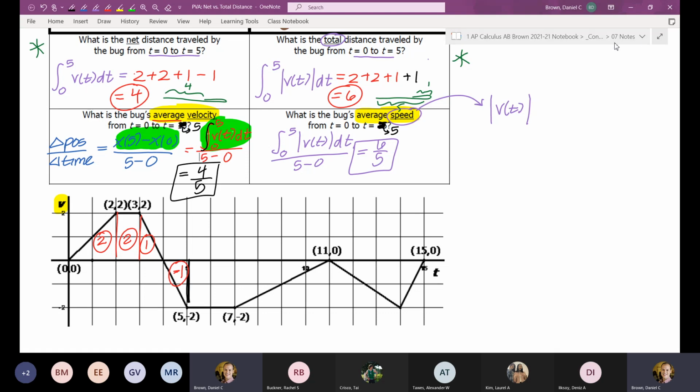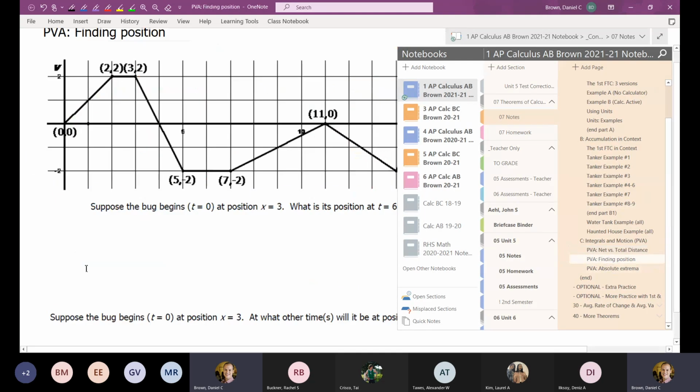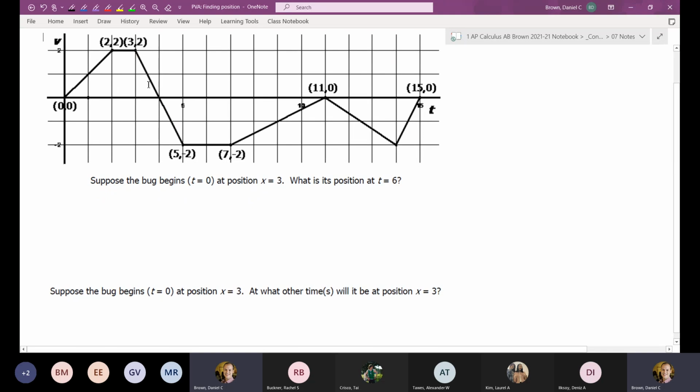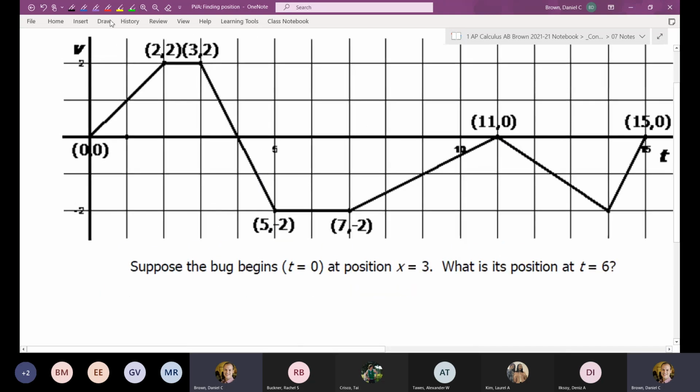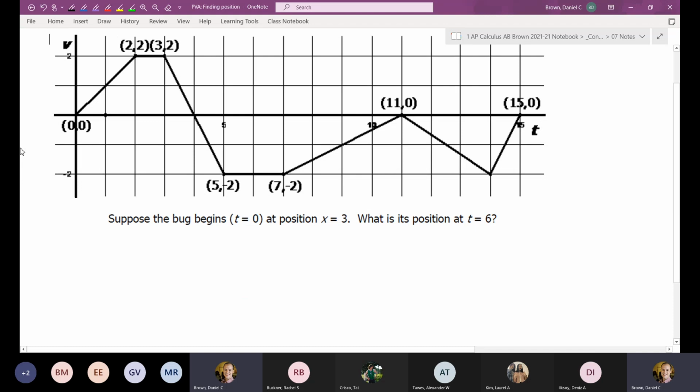All right, second slide, I just have 2 questions on the same graph. This slide is going to connect a little bit closer to some of that stuff we were doing the past 2 days. So I left it at the same graph, that is the velocity graph. I am providing us with this new piece of information. It says, suppose the bug begins when t is equal to 0 at x of 3. So basically we're saying that x of 0 is equal to 3. What type of information is that acting as? That's the initial condition. So we have an initial condition now.